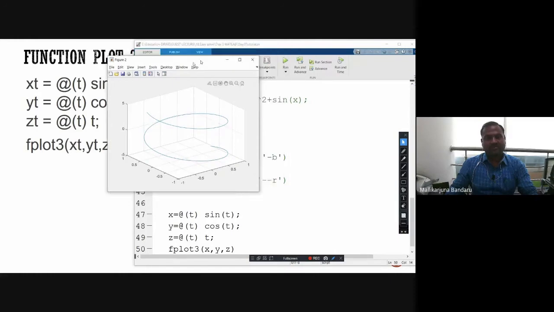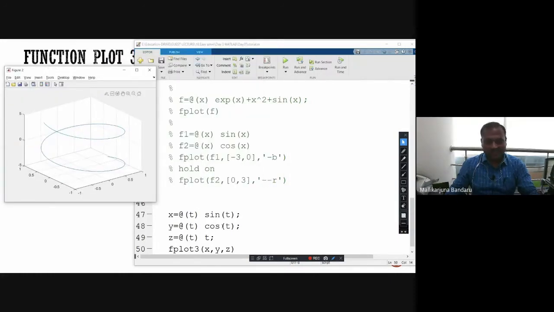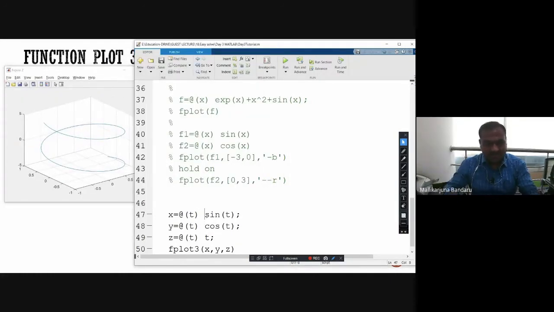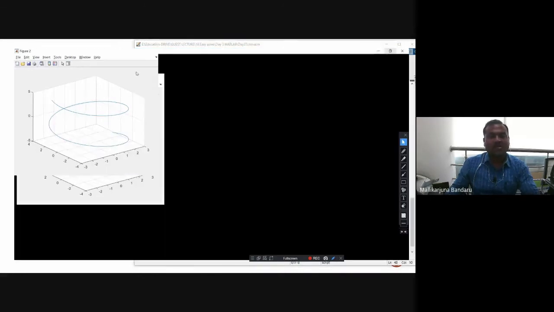This is the 3D plot. Or if you want to change, this is 3 times sin t. Let me change it to 4 times, suppose. 3 times sin t and 4 times cos t. And observe what changes we are getting here. And see, once we got the 3D.